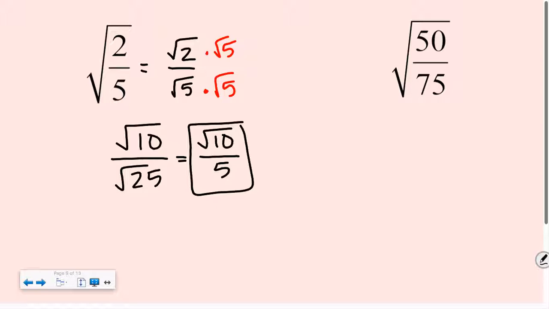You can have square root symbols in the numerator, but you just can't have them in the denominator because it creates an irrational number. Alright.